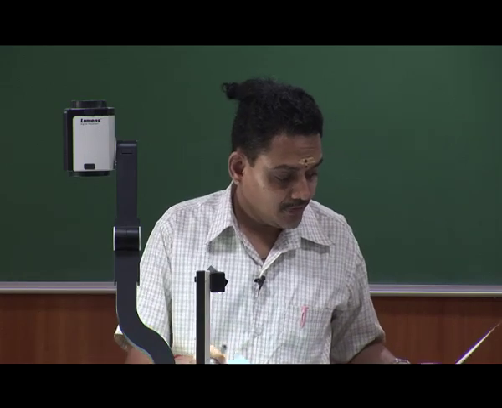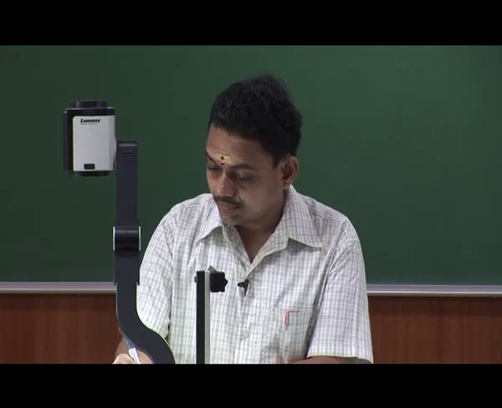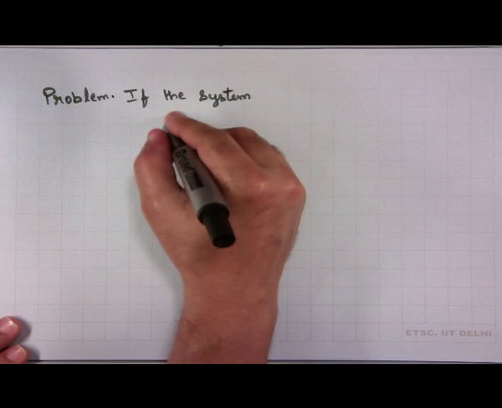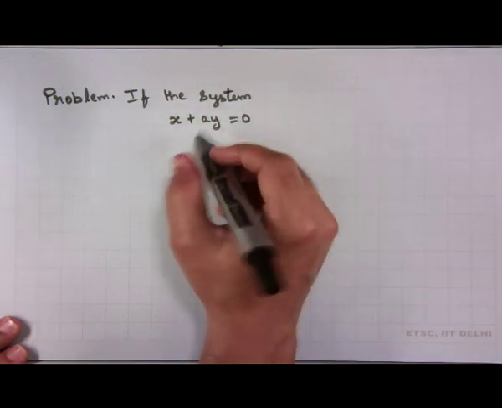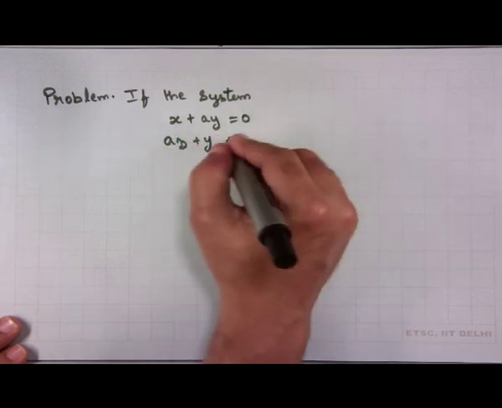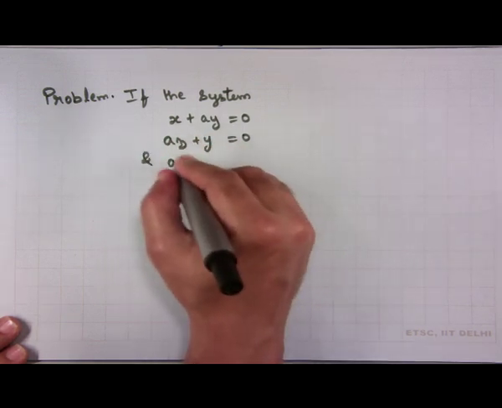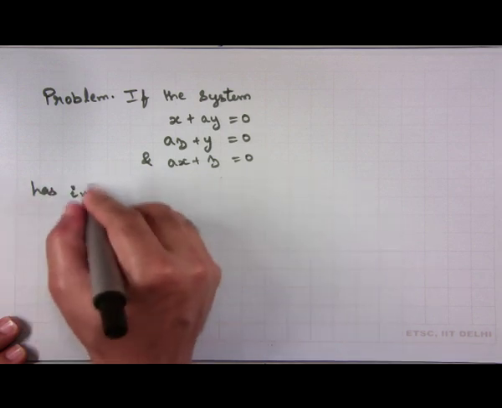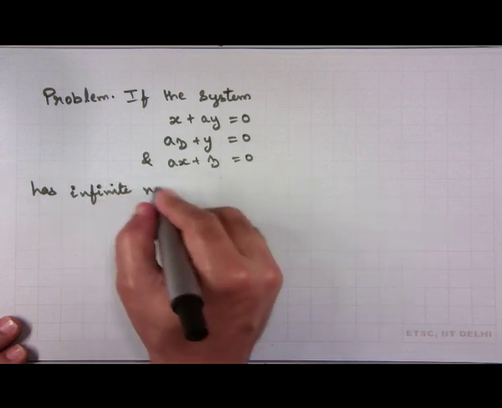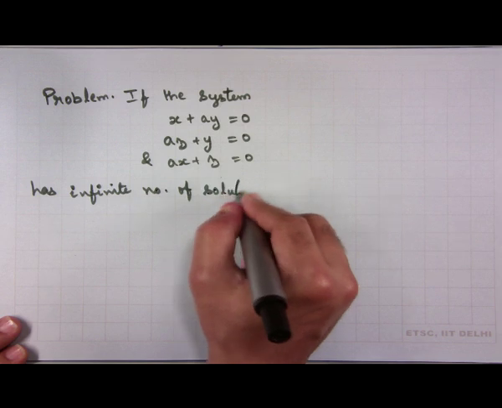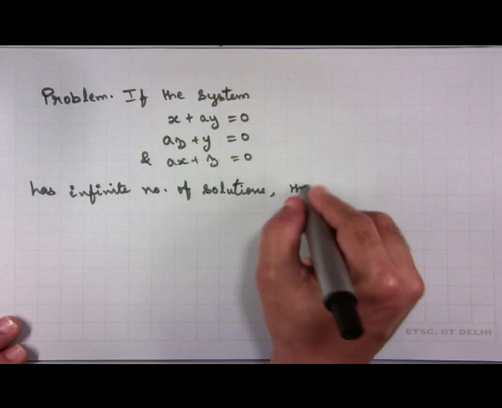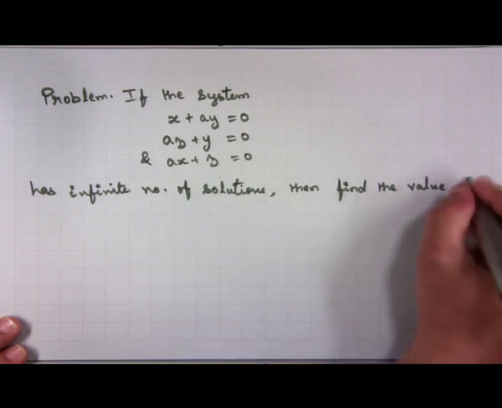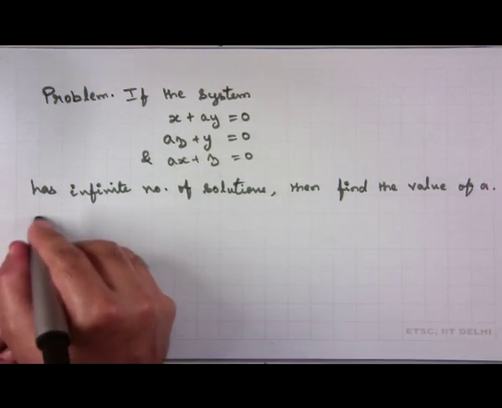Now, let us proceed towards next problem. If the system x plus a y equal to 0, a z plus y equal to 0 and a x plus z equal to 0 has infinite number of solutions, then find the value of a. Solution.